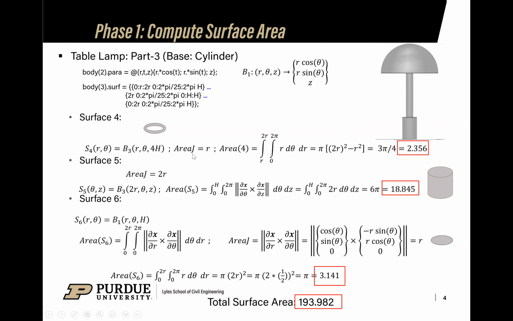So I've calculated the area Jacobian for all the three surfaces for this part, that is R, and then integrated it with respect to its limits, which comes out to be 3 pi by 4. And then for the cylinder, the Jacobian comes out to be 2R, which then after the integration comes out to be 6 pi. And for the circle, Jacobian is R, which then comes out to be pi. And the total surface area that I've calculated by this manual method is 193.982.